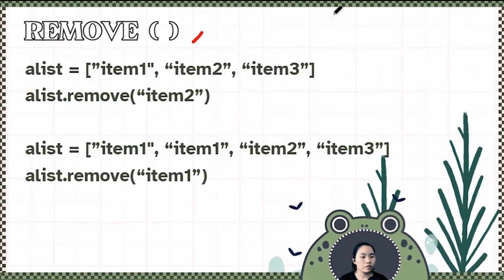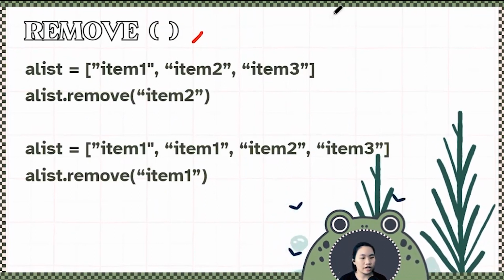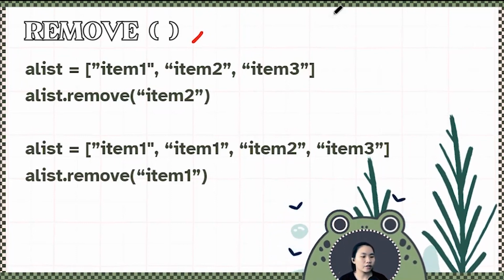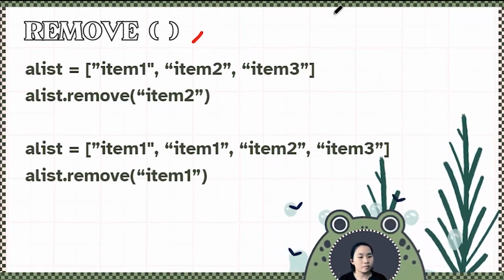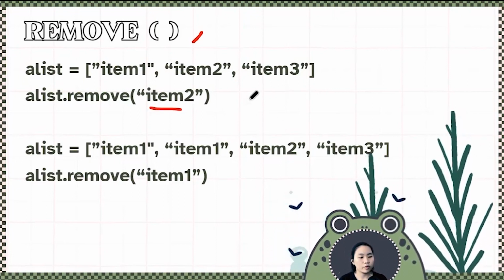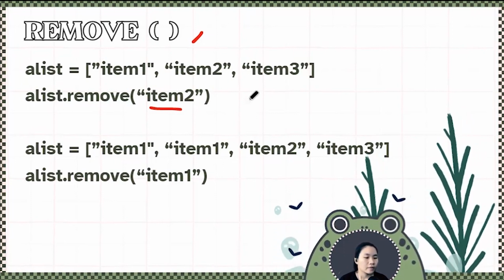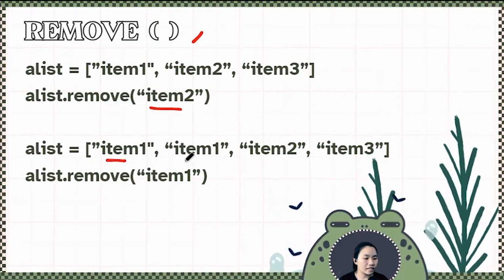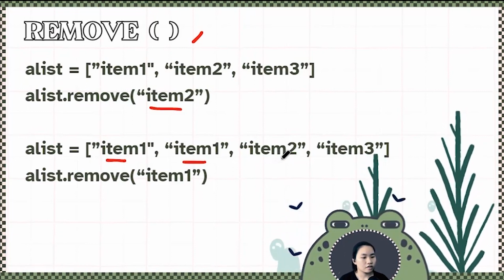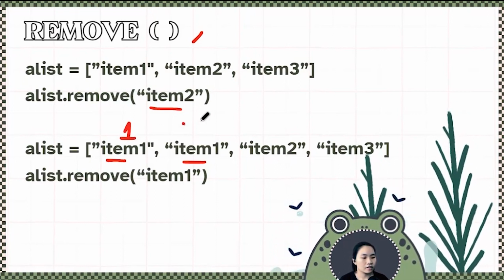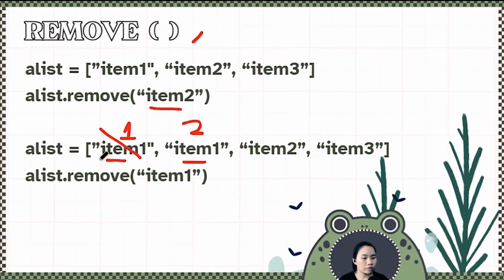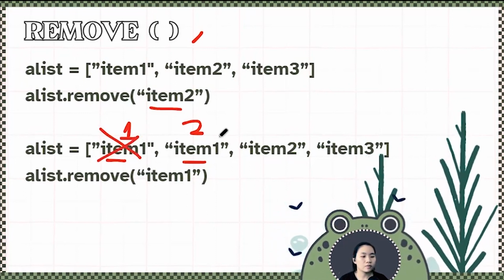Remove. Well, the remove method, as the name suggests, removes stuff from a list, and you don't have to give it an index. That's for another method. All you need to do is give it the value of an item that you want to remove, and it will just remove it. But in the case of identical items, it will remove the first instance. So let's say I have two of the same values. Remove will only remove the first one. It will leave this one alone.